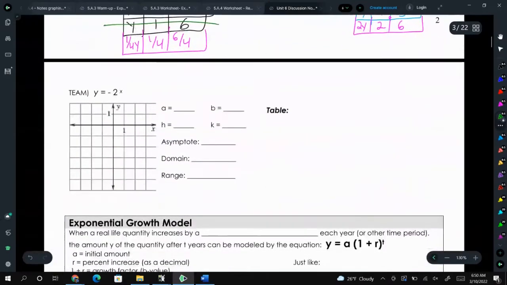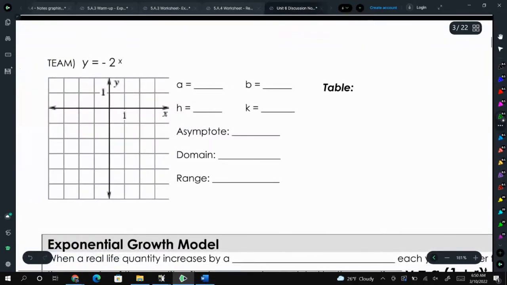If we look at the next page here, it says -2 to the x power. That negative is not tied with the 2 because you would see parentheses around it. What this means is that our a value is -1, our b value is 2, our h is 0, and our k is 0. Our asymptote is still going to be y equals 0. Our domain is -infinity, infinity. Our range, though, because a is negative, it's actually going to be -infinity, 0. If that doesn't make sense right now, it will once we see the graph.